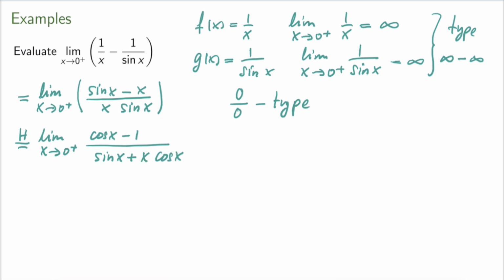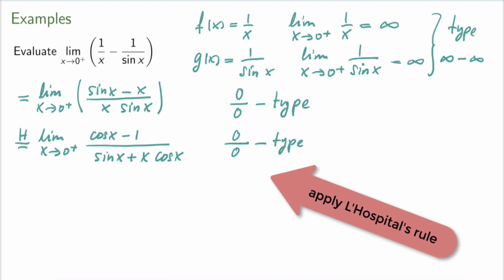So now on top, as x goes to 0, the cosine goes to 1. 1 minus 1 is 0. In the bottom, the sine term goes to 0. And the x cos x term also goes to 0. So this is a 0 divided by 0 type. Oops. So we don't have a result yet. But, ta-da, we can again apply L'Hopital. Okay, so why not? Let's apply it once more.